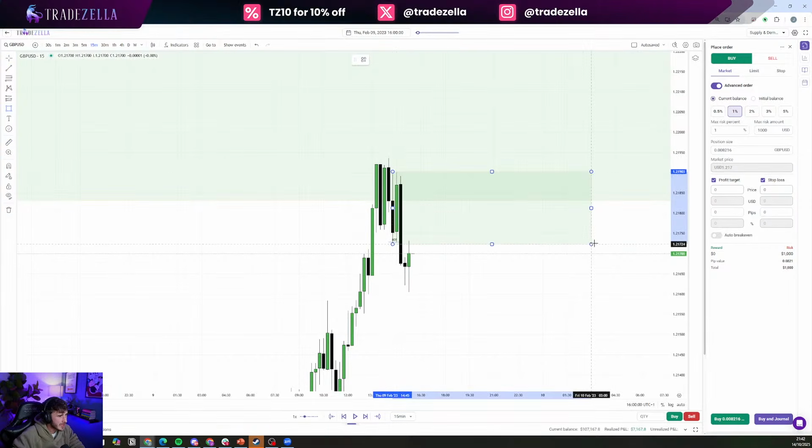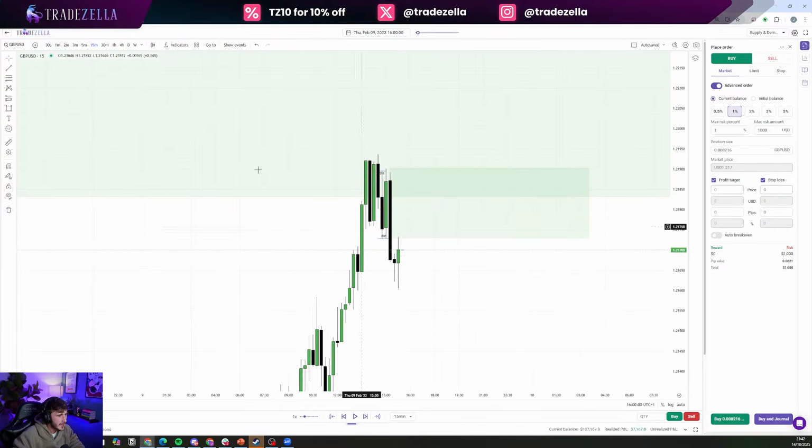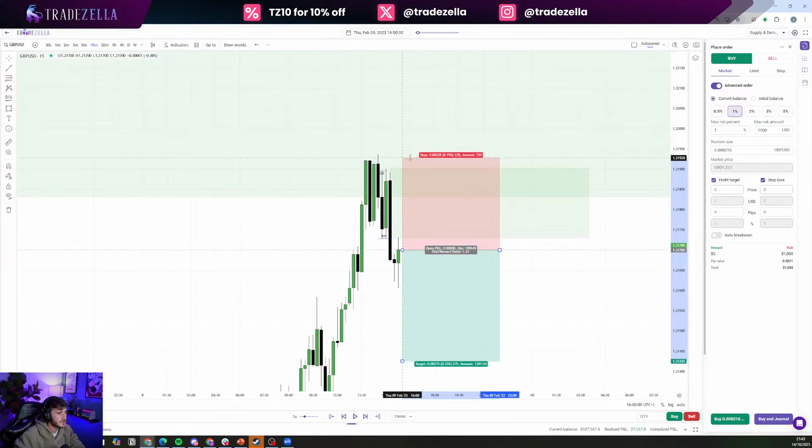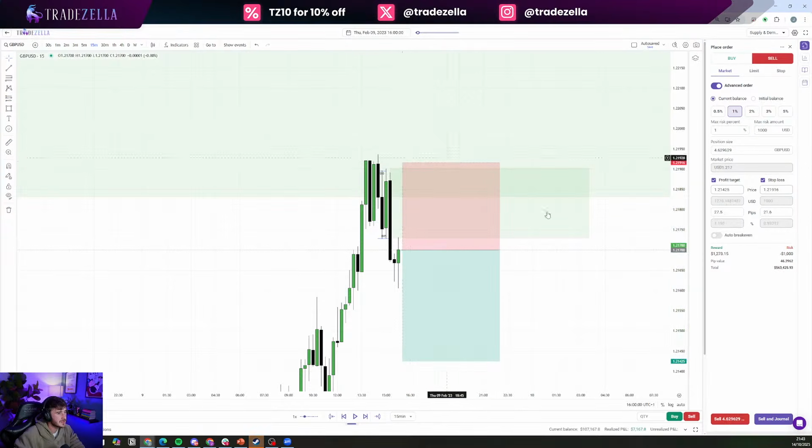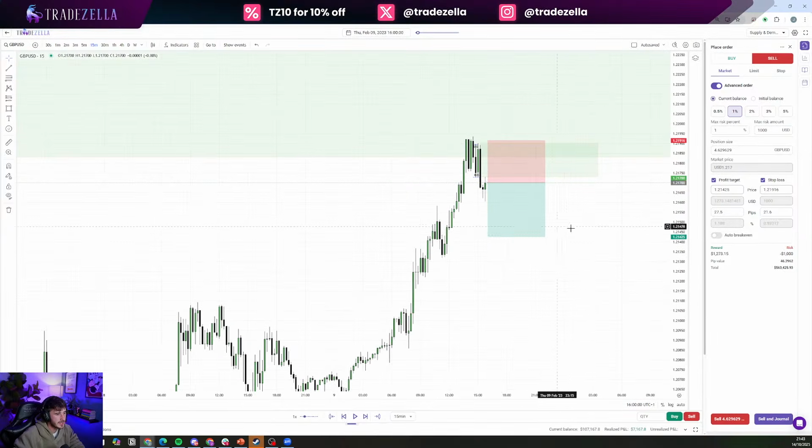We have an area of supply. What do we have on this area of supply? Okay. It took out this high, right? So there's our liquidity sweep. We formed a fair value gap. We formed an imbalance here. Okay. This is probably going to be a pretty good entry to go short. Now we obviously have got a pretty late entry on this. Should have got it on the retrace, but it is what it is.